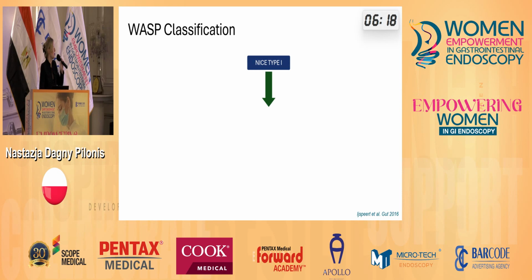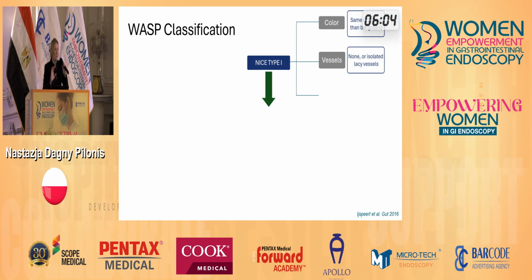We heard in a previous talk about the NICE classification. Serrated lesions belong to NICE type 1. As a reminder, their color is the same as or brighter than the background. They have no visible vessels, or the vessels are just isolated on their surface, and the surface itself lacks any characteristic pattern, or we can see those characteristic dark spots that I mentioned.